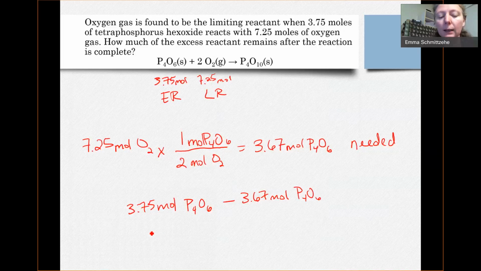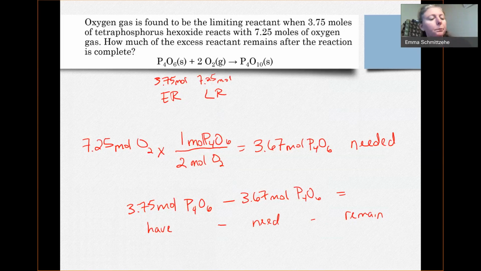P4O6, because that is what we have to start with, and we're going to subtract what we need or what we end up using, and that's going to tell us what remains, okay? And so 3.75 minus 3.67, which I'm not really sure why I even typed that in the calculator, but that's okay. 0.08 moles of P4O6 remain. So that's how much is in excess.